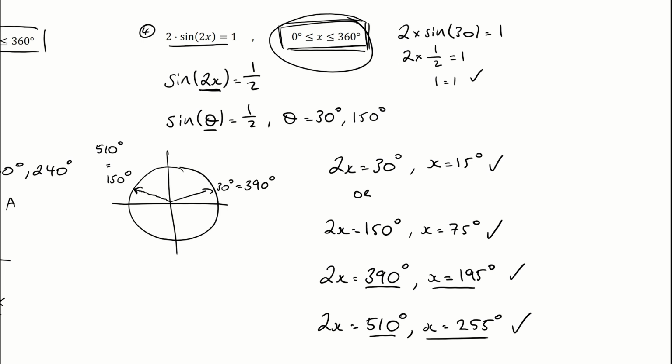So the way that I kind of like to think of that is, because I've got this 2x on the inside here, it allows me to do an extra lap around my unit circle. So I end up with 1, 2, 3, 4 solutions to this problem.